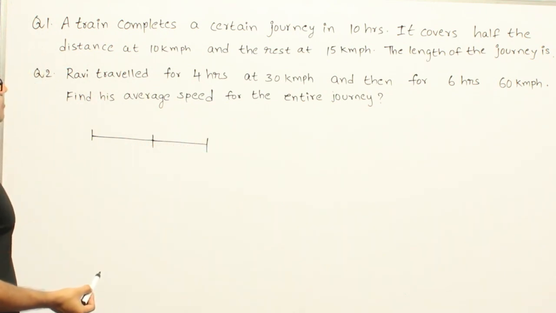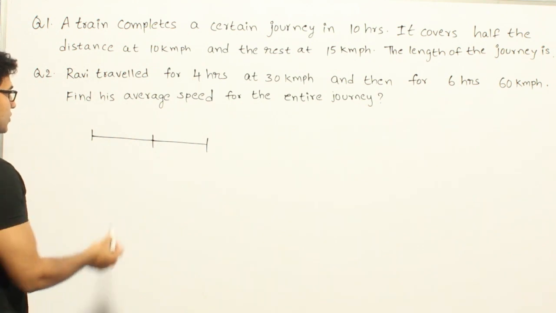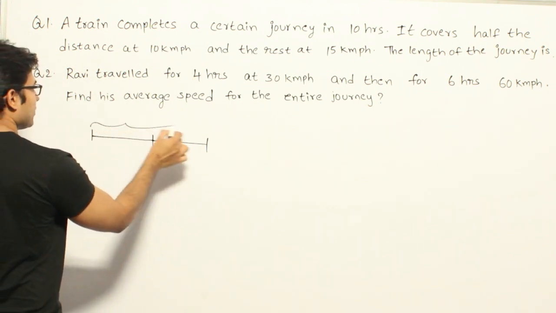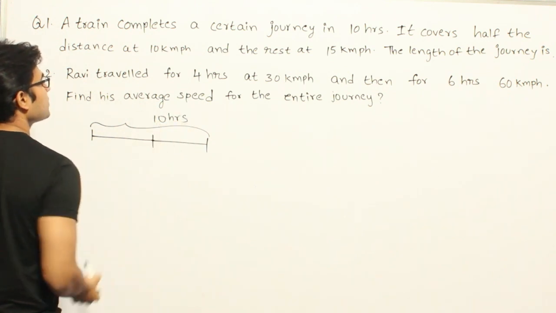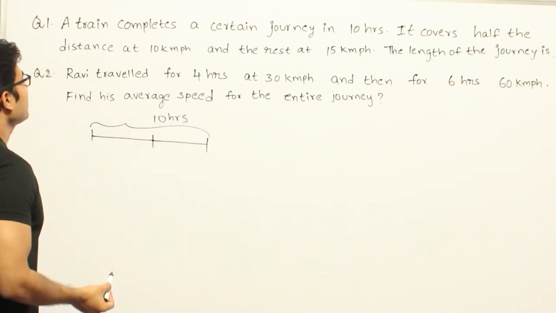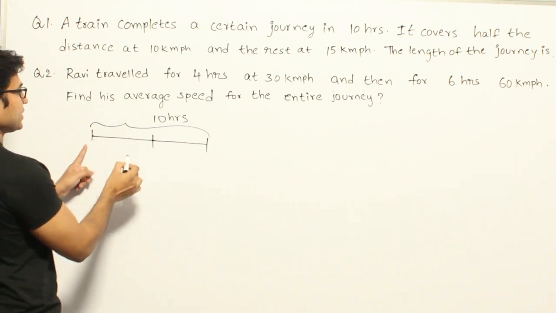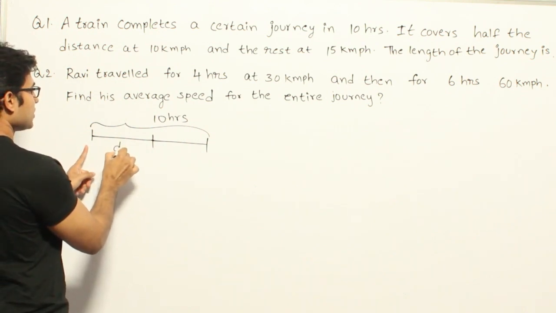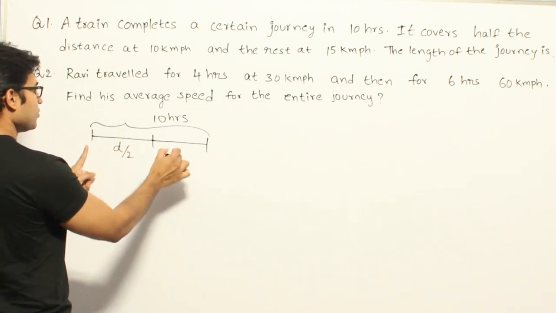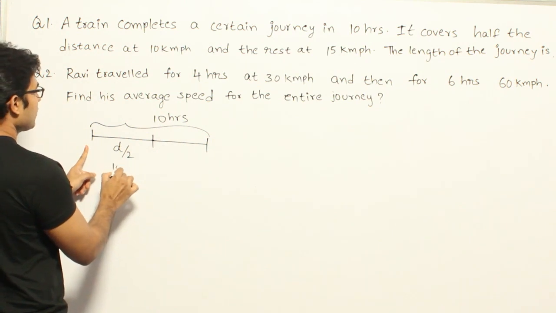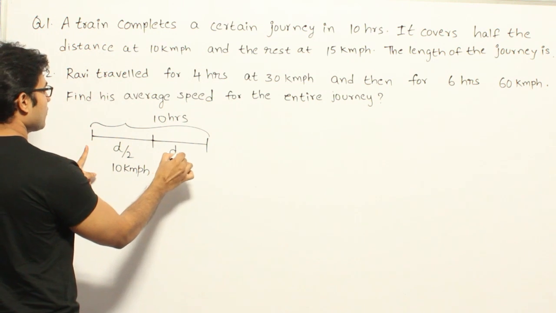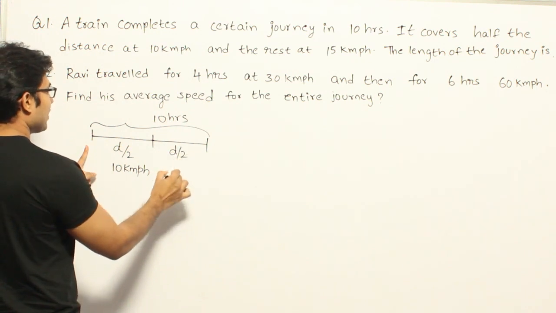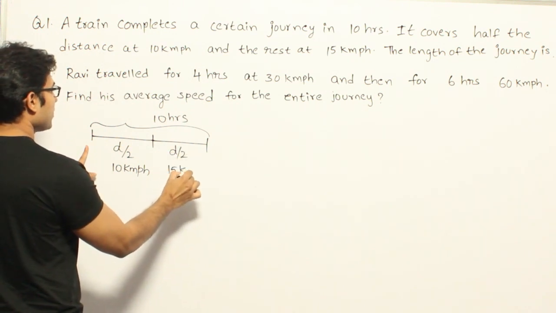A train completes a certain journey in 10 hours, which means the total journey it is going to cover is for 10 hours, and for half the distance, so let us say the total distance is d, for half the distance means d by 2, it is traveling at a speed of 10 kilometers per hour, and for the next half d by 2, it is traveling at a speed of 15 kilometers per hour.